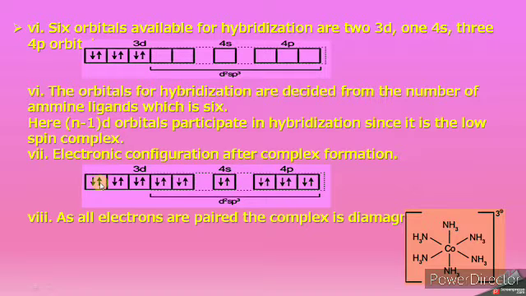So if you observe this electronic configuration, all the electrons are paired, so complex is diamagnetic in nature. And here is the structure. Structure is octahedral. Okay. Now let us discuss another example.